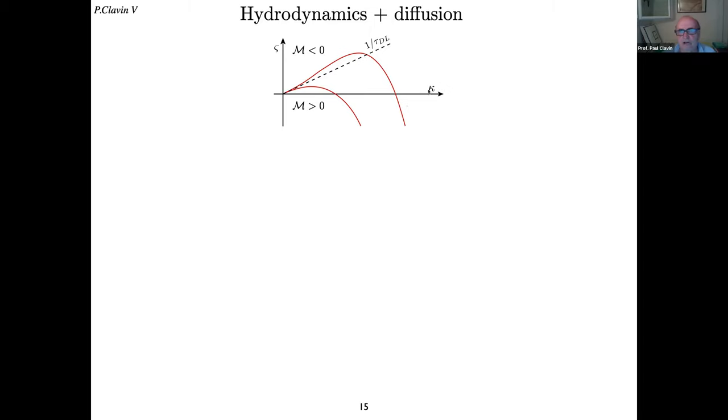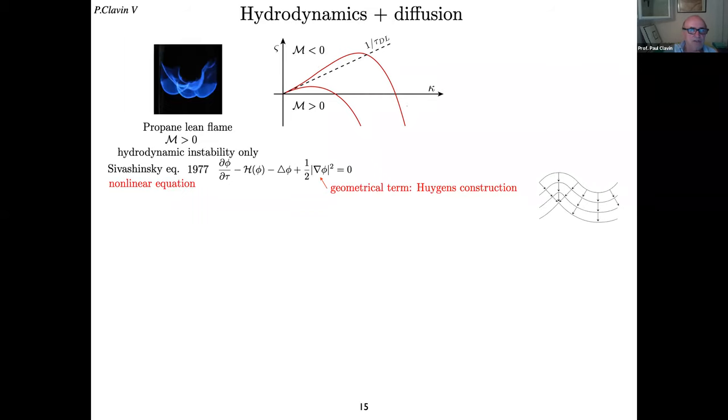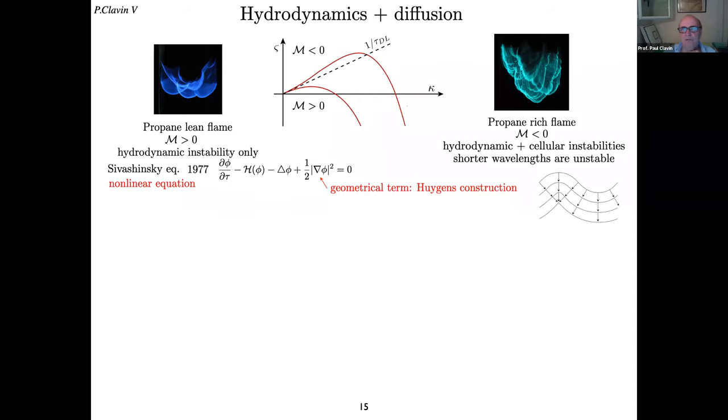And in the opposite case, when the Markstein number is positive, the curve of linear growth rate versus the wave number is always below the straight line describing the hydrodynamic instability. And this is a propane lean flame, which is stable because of the Markstein number, and the rich propane flame is unstable. You see what I have given you in the first.